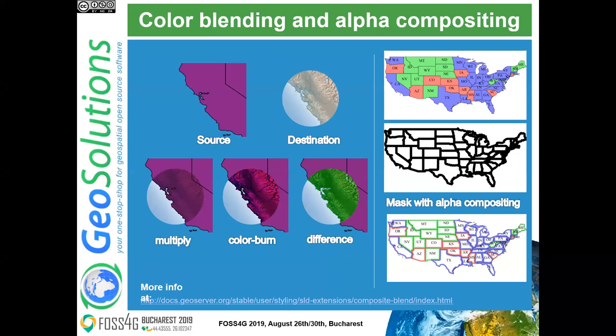It's possible to do color blending and composition in various ways, just like MapServer does. Here, for example, I'm taking a map of the states. I'm using a thick stroke as the mask for alpha compositing, to just preserve the elements that are inside the strokes out of the original maps, plus the labels which are rendered in their own separate way.